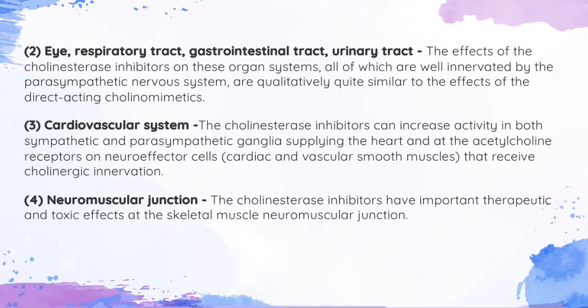So, in the cardiovascular system, they can increase activity in both sympathetic and parasympathetic ganglia supplying the heart and at the acetylcholine receptors on neuroeffector cells that receive cholinergic innervation. At the neuromuscular junction, the cholinesterase inhibitors have important therapeutic and toxic effects at the skeletal muscle neuromuscular junction.